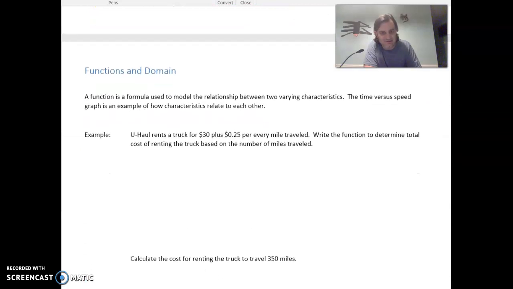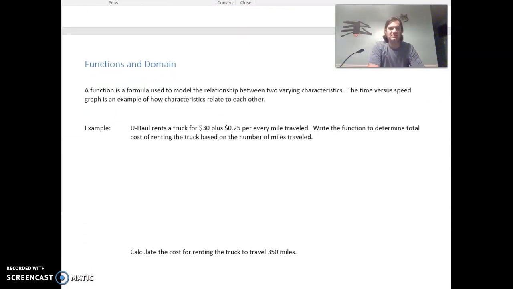So just kind of keep those in your head while you're looking at the graph. Alright, so reading graphs usually isn't too intimidating. But now we're going to talk about functions and domain, and how these relate to graphs. A function is a formula used to model the relationship between two varying characteristics. So in that previous graph, they were relating or comparing time and speed and how they relate to each other.